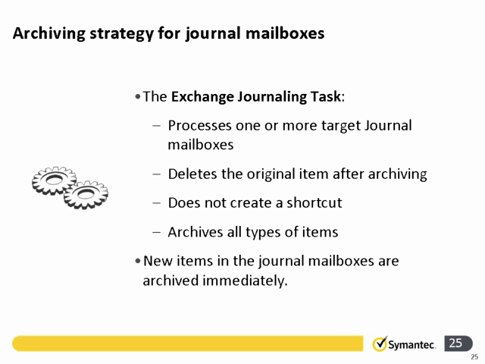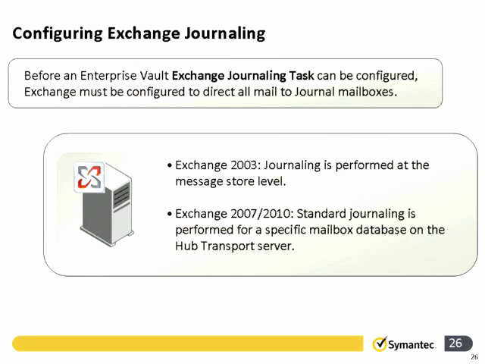The new items in the journal mailboxes are archived immediately. It's technically not immediately. Every 60 seconds, the Exchange journal archiving task will check to see if there's anything available in the journal mailbox for archiving, and will archive it as soon as it determines that it's available. When you're configuring your Exchange journaling, before the Enterprise Vault Exchange journal task can be configured, the Exchange server must be configured to direct all of the mail to the journal mailboxes.